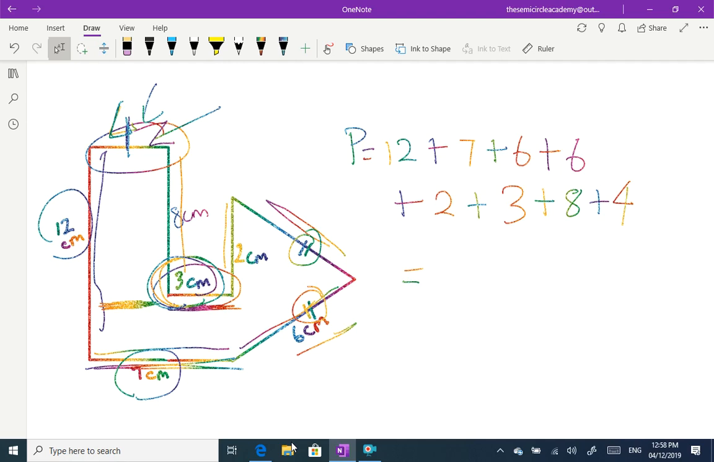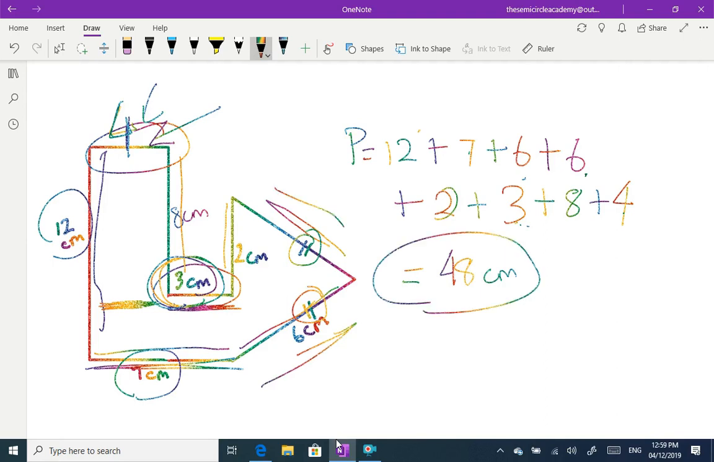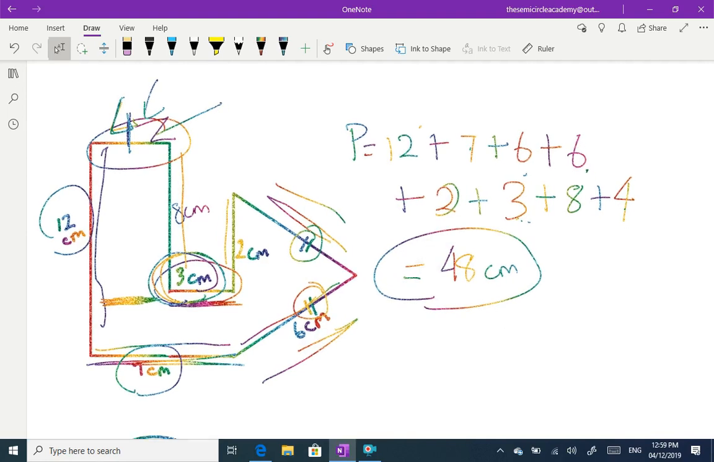And when I add all of this up, the total perimeter of this entire compound shape is 48 centimeters. So we see here that they could actually combine shapes, all of these normal shapes, to give us a compound shape. Now the last thing that we have to talk about are circles.